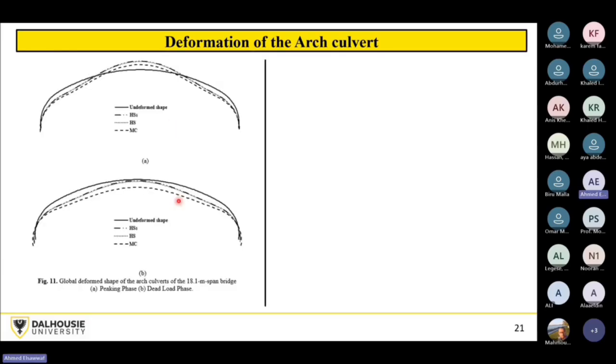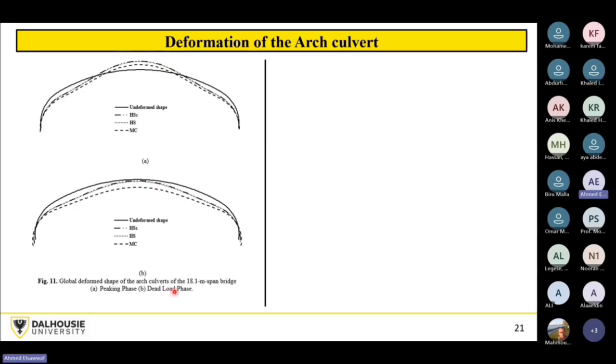Okay, we have here the global deformed shape for the peaking phase and for the dead load phase. You can see here clearly the peaking I'm telling you about. That's the peaking of the crown. And you can see here that the Mohr-Coulomb model is underestimating the peaking that is taking place at the crown.